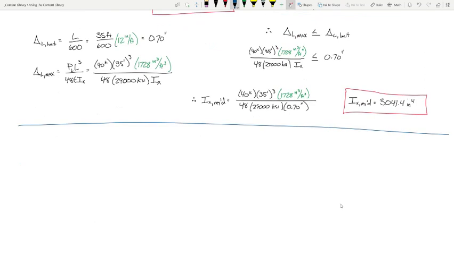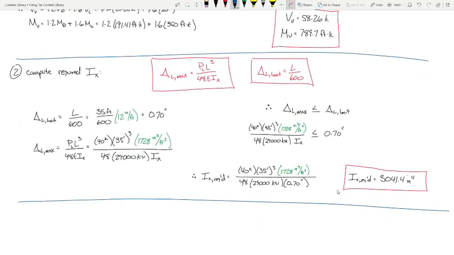So ultimately, we've got two values. Let me just write this up here. Let's just use this as a reference. So we've got an MU value, maybe we'll call it MU design, of 789.7 foot kips. And we have an IX required of 3041.4 inches to the fourth.